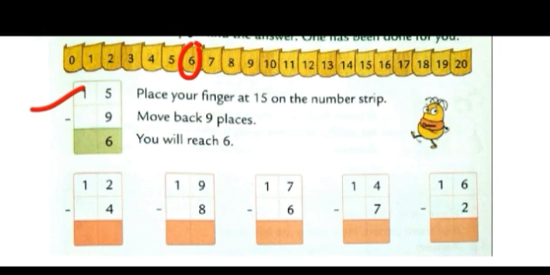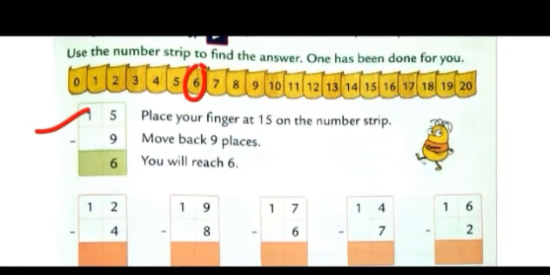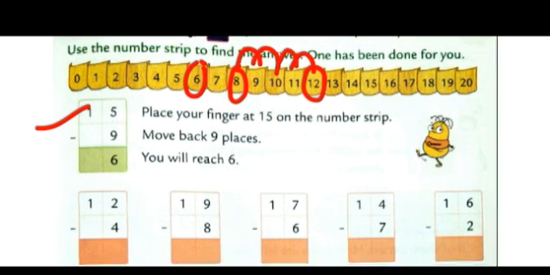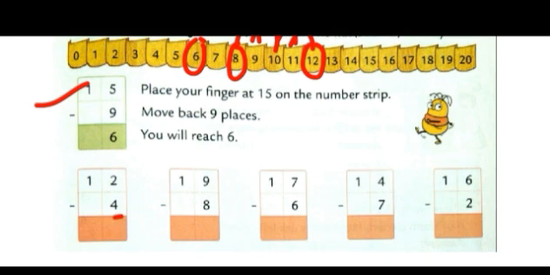Okay. We have to subtract 4 from 12. So first on the number strip, we will mark 12. 12 is here. Now we need to move back 4 places. 1, 2, 3, 4. So we reached 8. That means 8 is the answer. And 8 is a single digit number. So it will be written in the ones column only. This is the ones column and this is the tens. It will be written under ones column only. If you write under the tens, it will be wrong.